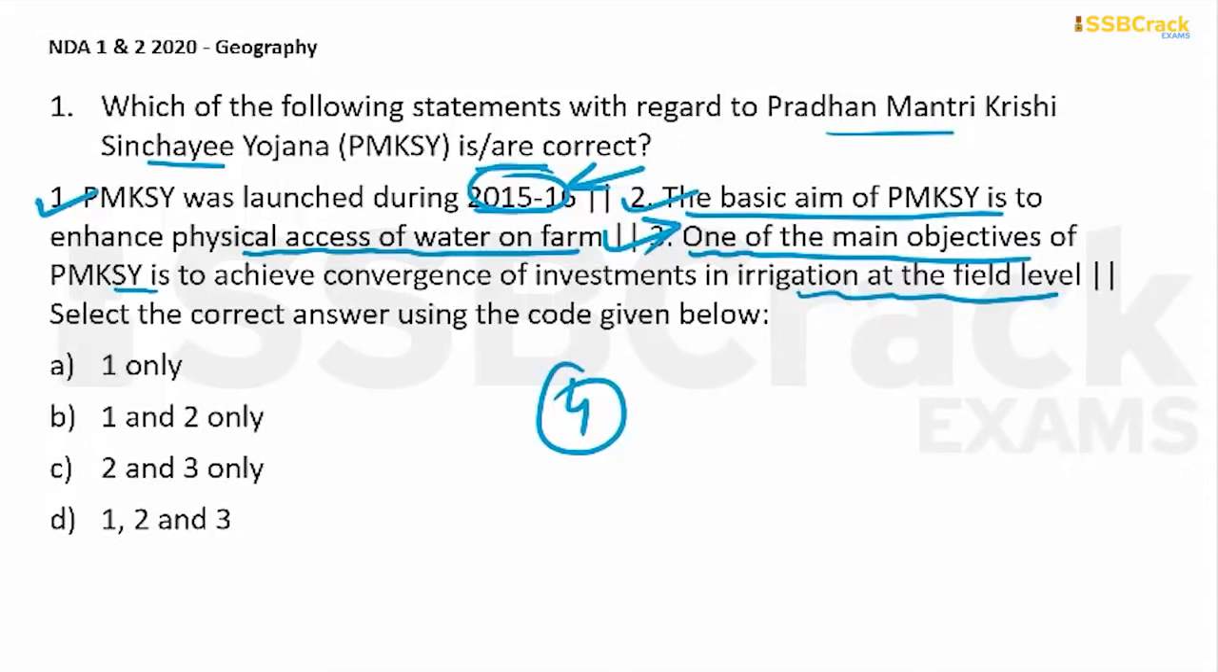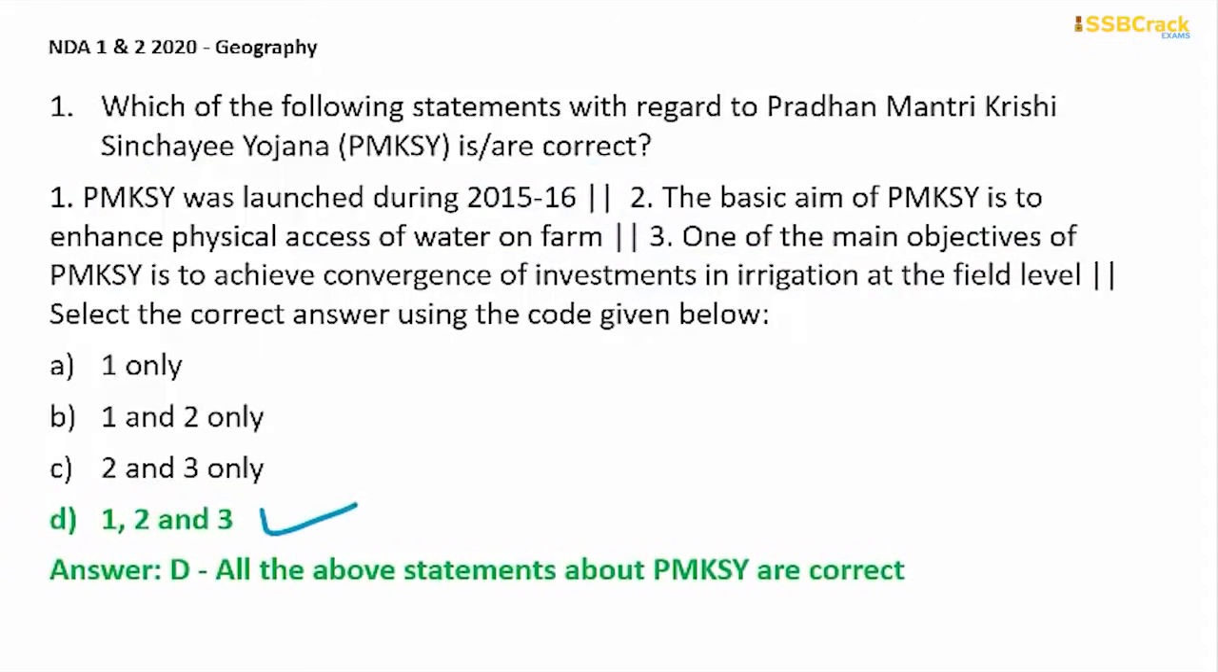One of the main objectives of PMKSY is to achieve convergence of investments in irrigation at the field level. This is also entirely true. So the correct answer for this will be option D, which says that all these three statements are true. Moving on to our next question.